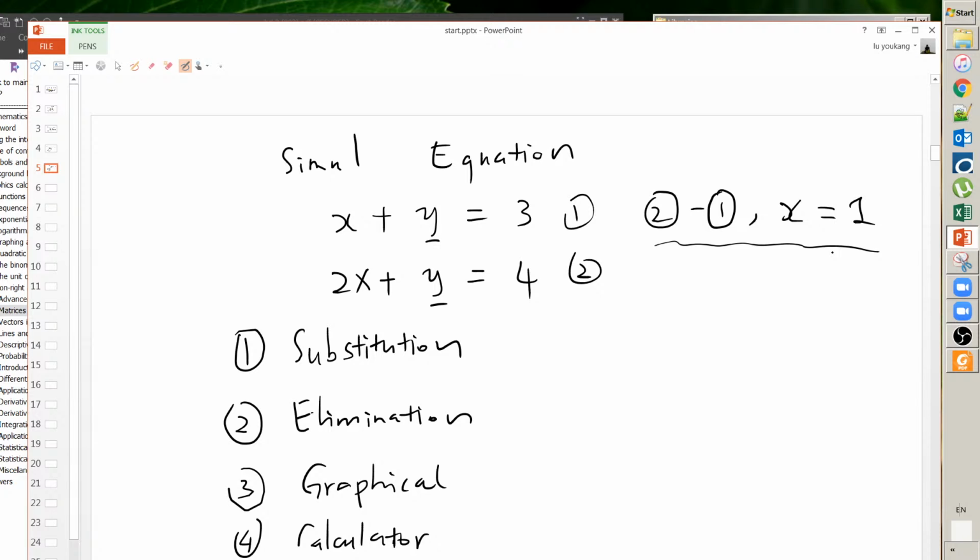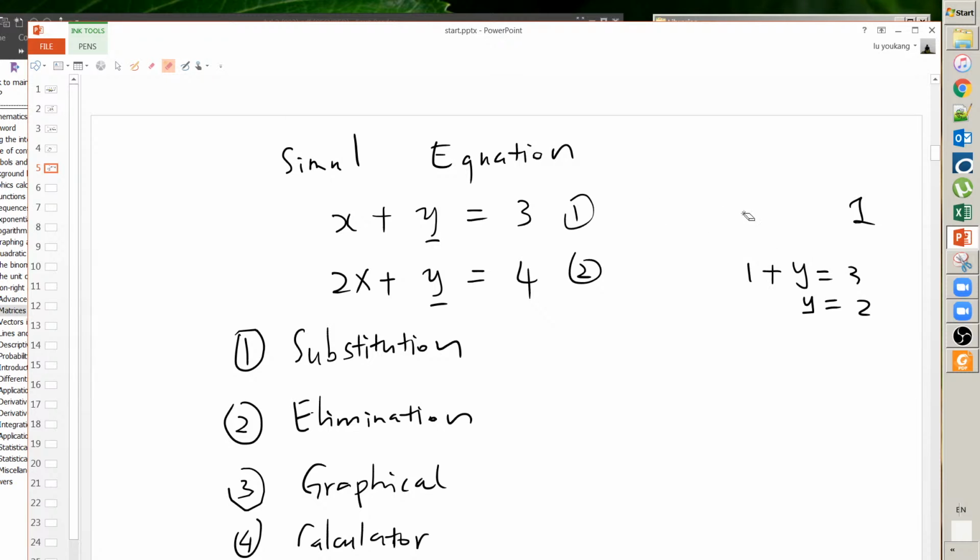Once you have found x equals 1, you just put it into your equation 1, and very fast you can get y equals 2. So this is another way to solve this simultaneous equation. You use elimination.